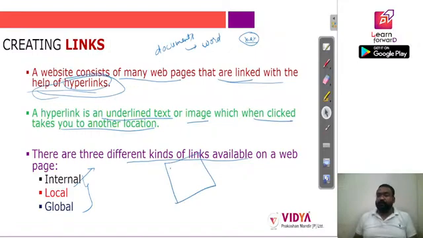Okay, and it would be like on your website, it would be linked to some other pages. That would be your internal link. Then there would be local link. That means on your web page, it would be linked to some other content.